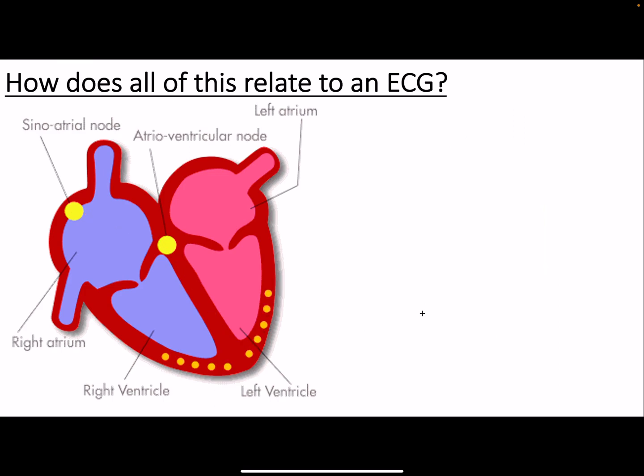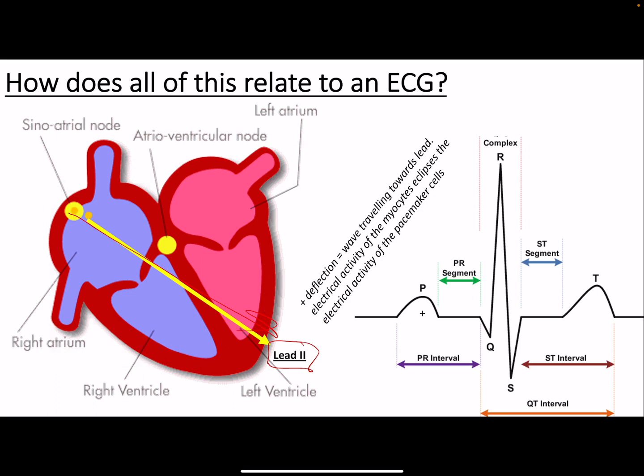How does this relate to an ECG? I know it looks complicated, but at the end of the day, that is the direction of the current. This is lead 2, and we said that this is the atrial contraction, this is the ventricular contraction, and then the actual, and when I say contraction, what I really mean is the electrical signal.